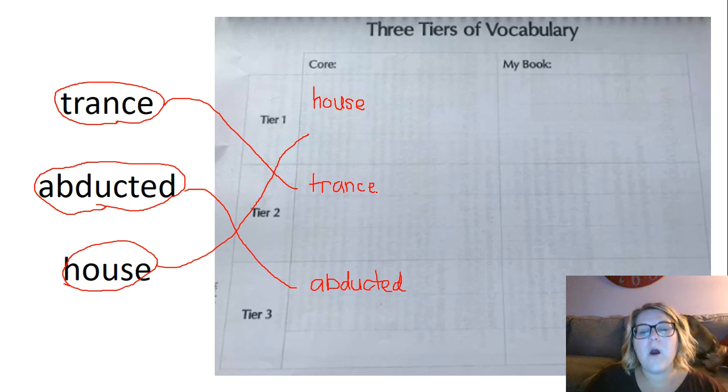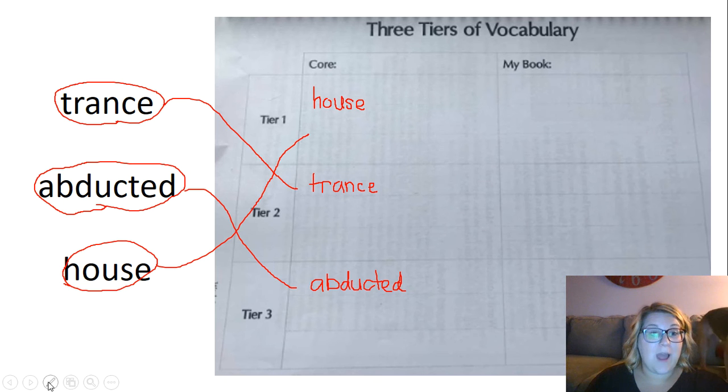So notice how all I'm doing is sorting these words into the organizer. We're not defining them yet. We're not doing anything else with them. We're just deciding if it's tier 1, tier 2, or tier 3. And don't worry about being right or wrong today. Just worry about giving it a try.